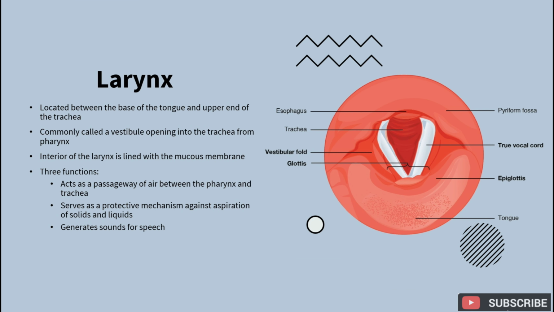Next is the larynx, which is located between the base of the tongue and the upper end of the trachea. This is commonly called the vestibule opening into the trachea from the pharynx. The interior of the larynx is lined with mucous membrane, and the three functions of the larynx are that it acts as a passageway of air between the pharynx and the trachea, it serves as a protective mechanism against aspiration of solids and liquids, and it helps generate sounds for speech.